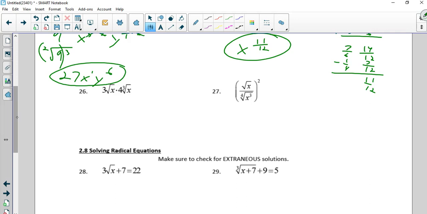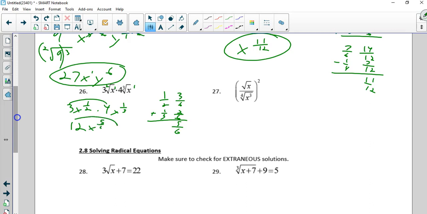Okay, number 26. Audi times Audi. Correct? No. Why? Because this is a 2. We cannot do that squared and cubed. So we have to rewrite this as 3x to the 1/2 times 4x to the 1/3. Keep the base and add the exponent. So over here, 1/2 plus 1/3, common denominator. 2 times 3, 1 times 3. 3 times 2, 1 times 2. That's 5/6. So 3 times 4 is 12. And keep the base, add the exponents with common denominators. 5/6.